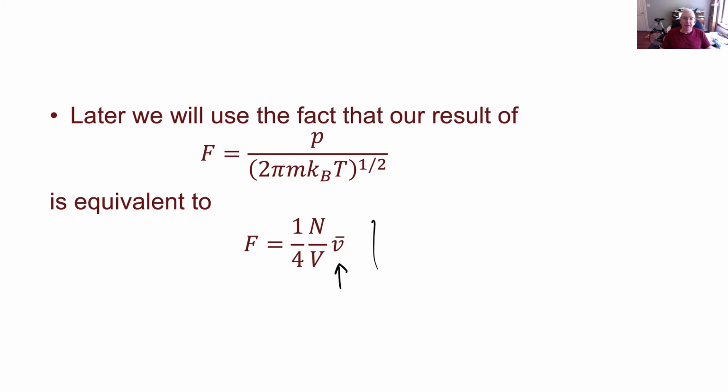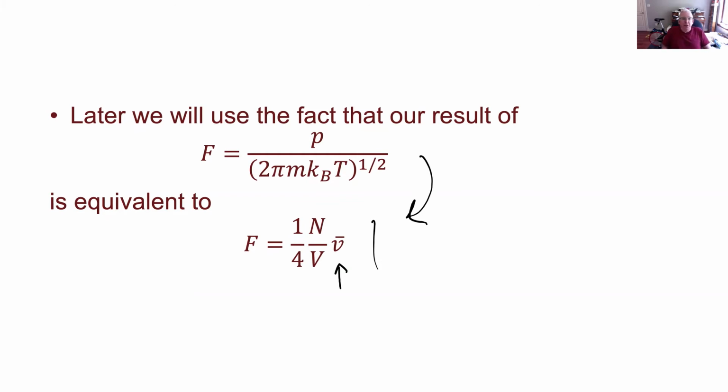The N over V there, we can think of that as coming from a P over kT, so that would also let us do some algebra to get from here down to there if we wanted to. And you can certainly work through that on your own if you care to try and prove to yourself that that works.